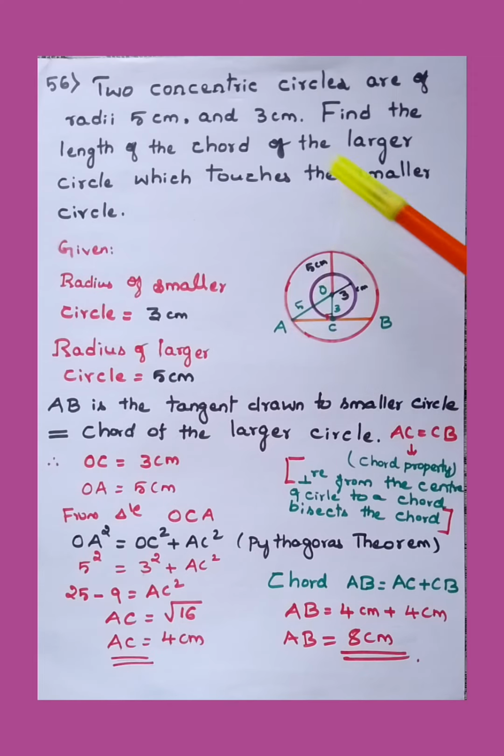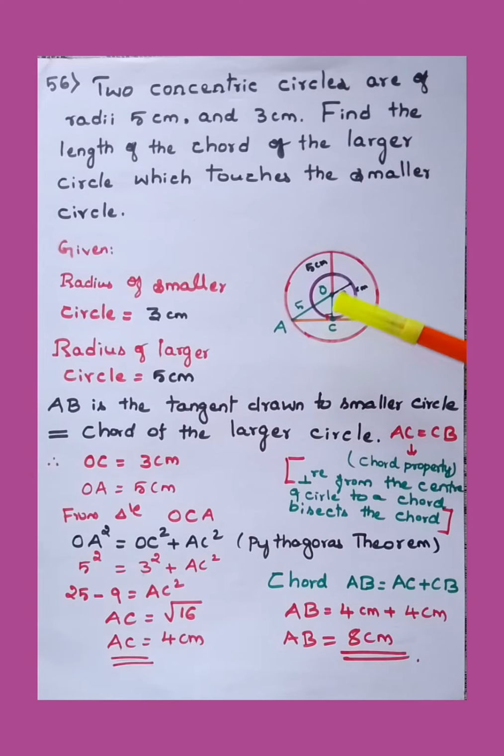Now we have to find the length of the chord of the larger circle which touches the smaller circle. You can draw a chord which touches the smaller circle, that becomes a tangent for the smaller circle. So here in this diagram we have taken AB as the chord which touches the smaller circle at point C. So AB is the tangent drawn to the smaller circle, that is equal to the chord of the larger circle.